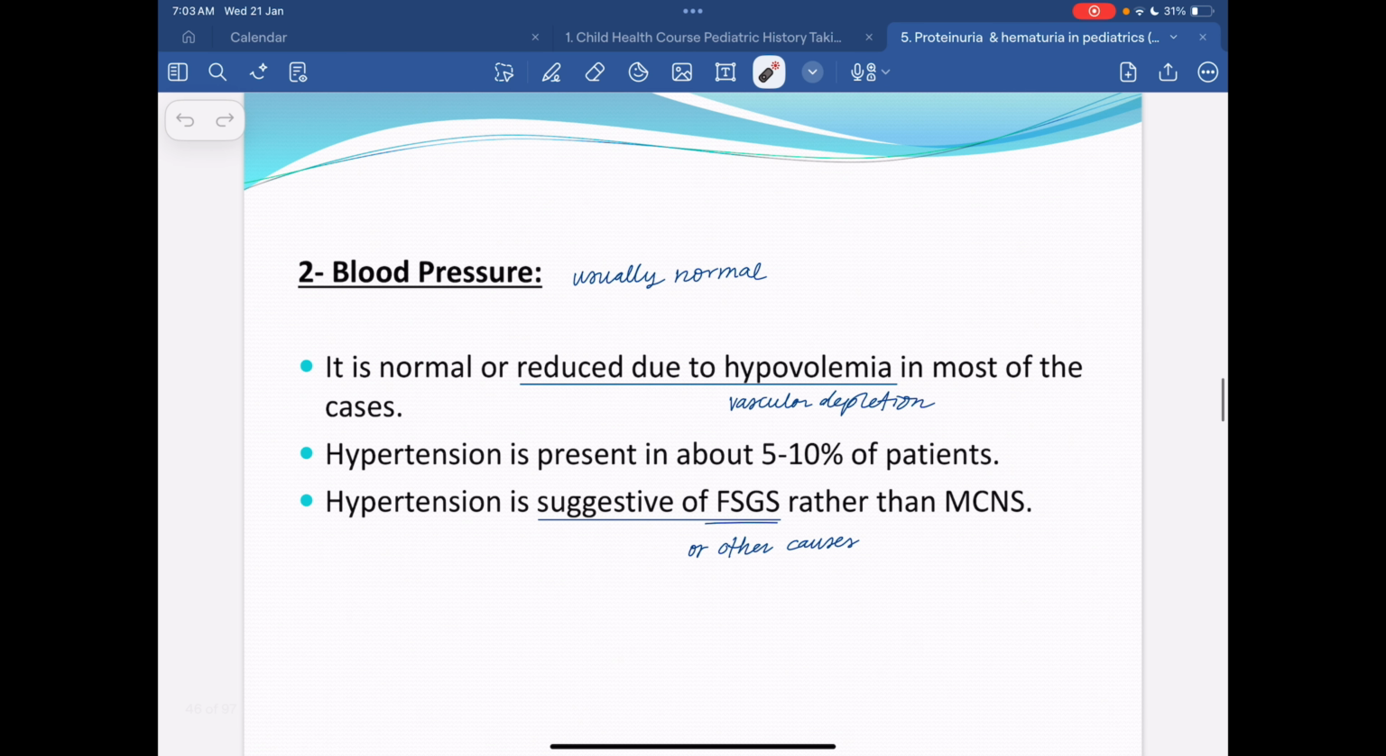Blood pressure. So usually blood pressure is normal because it's normal to reduce due to hypovolemia in most cases. Hypertension, though, is present in about 5 to 10 of patients, but when we see it, it's suggestive of a more of focal segmental glomerular sclerosis, يعني a more severe cause of nephrotic syndrome, or ممكن we suspect other causes تكون associated with nephritis.